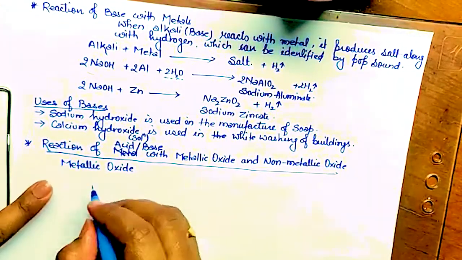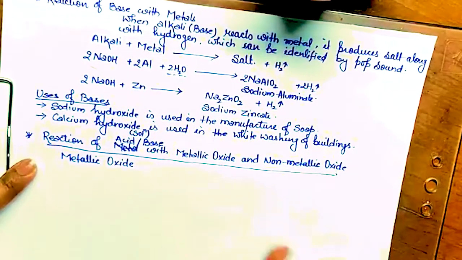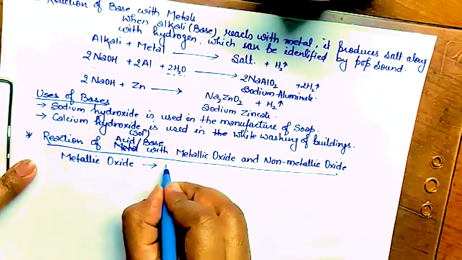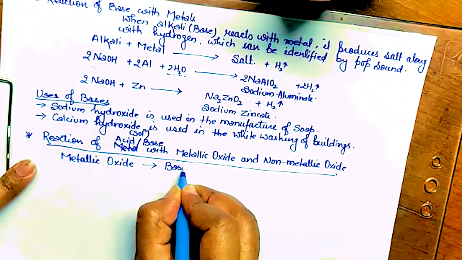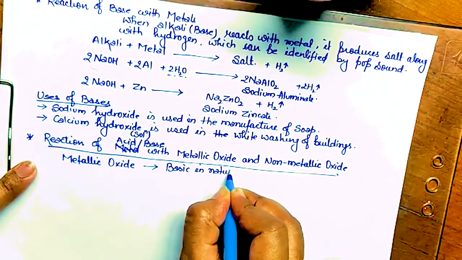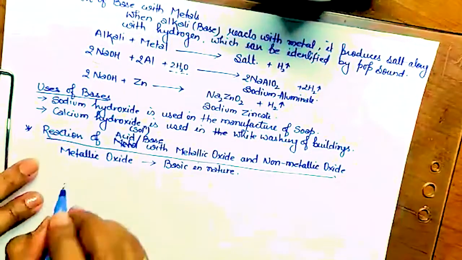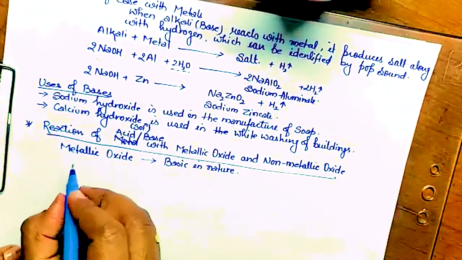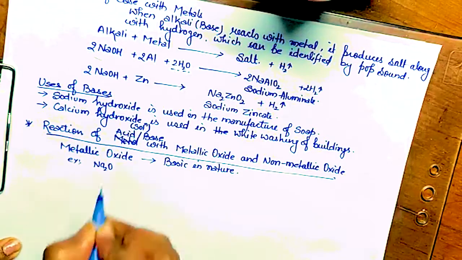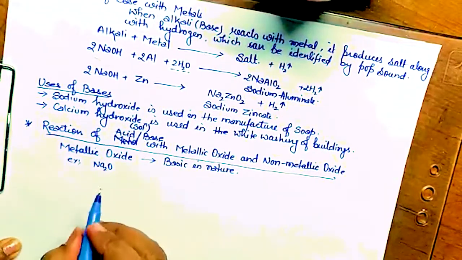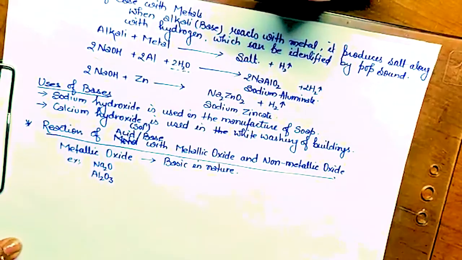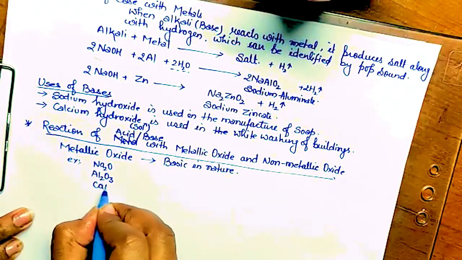Okay, so metallic oxide, before this I just want to explain. Metallic oxides are basic in nature. Why are they basic in nature? I will tell you. Yes, listen. For metallic oxide, for example, you can take sodium oxide. This is a metallic oxide. Okay, like you take aluminium oxide. Got it? You can take calcium oxide.